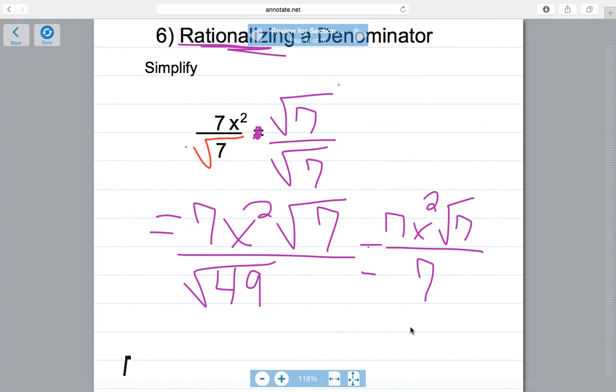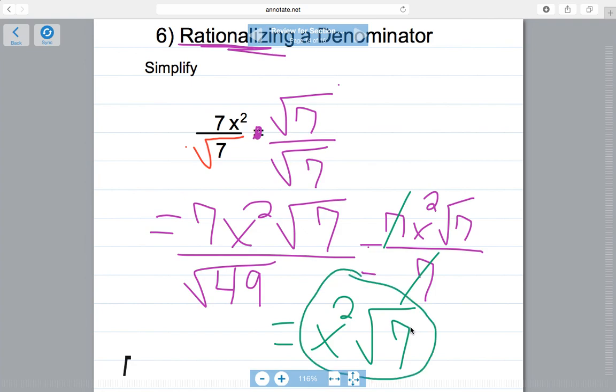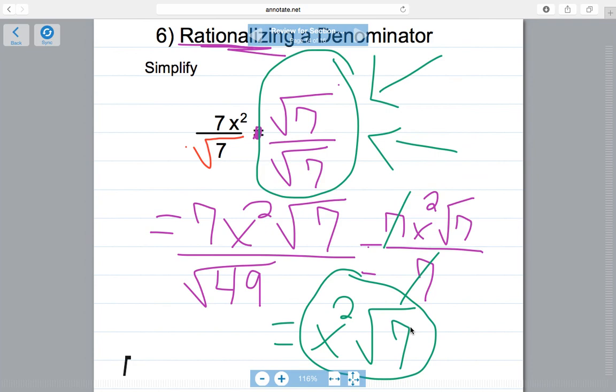Now notice how we can simplify and get rid of the 7s. So we're just left with x squared times the square root of 7. And that's your answer. So the main part here is this right here. You have to make sure you multiply top and bottom because we're not trying to change the problem, we're just trying to change the way it looks, so we don't have those radicals in the bottom.